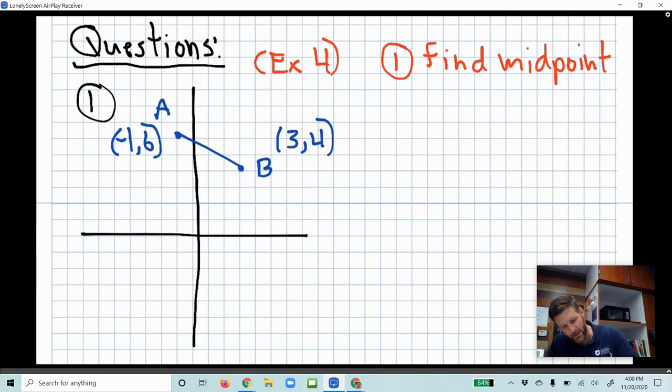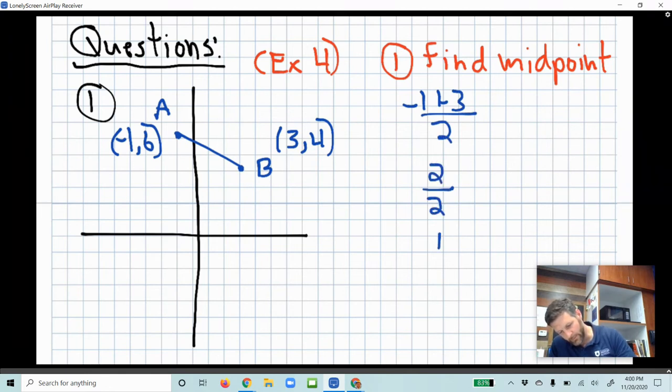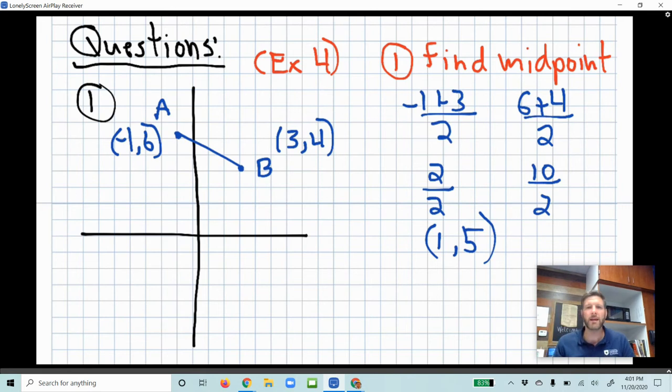You just need to add the x's and divide by 2. -1 plus 3 over 2, that's 2 over 2, so the midpoint of x is 1. And then the y is going to be 6 plus 4 divided by 2. That's 10 over 2, and so that is 5. So 1, 5 should be right in the middle of A and B. Let's check that out.